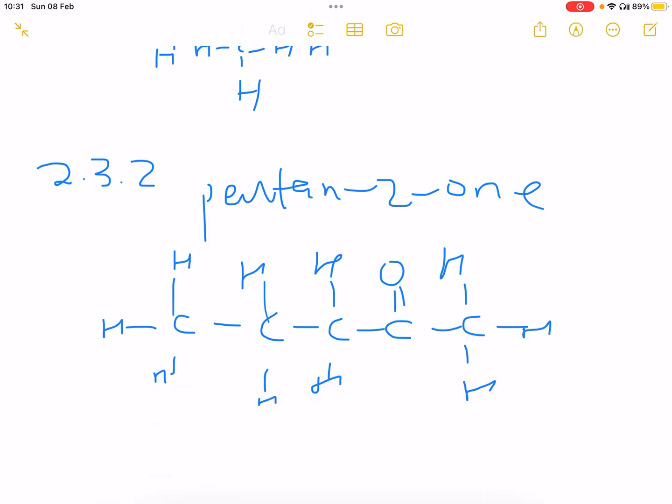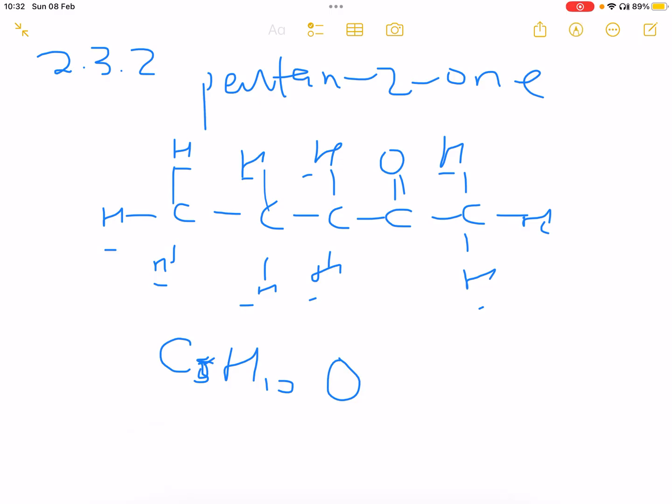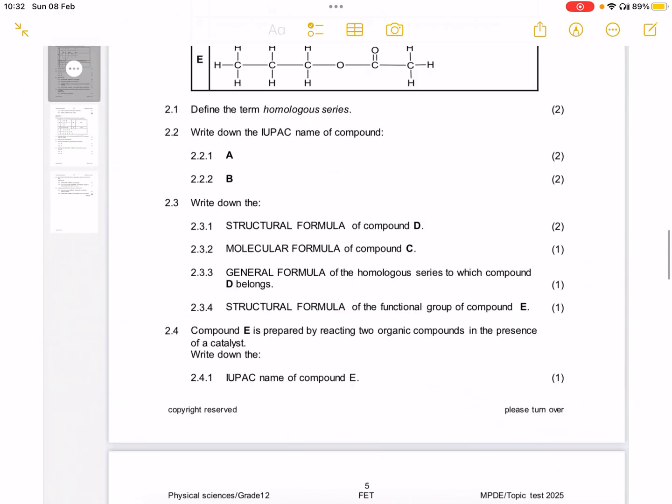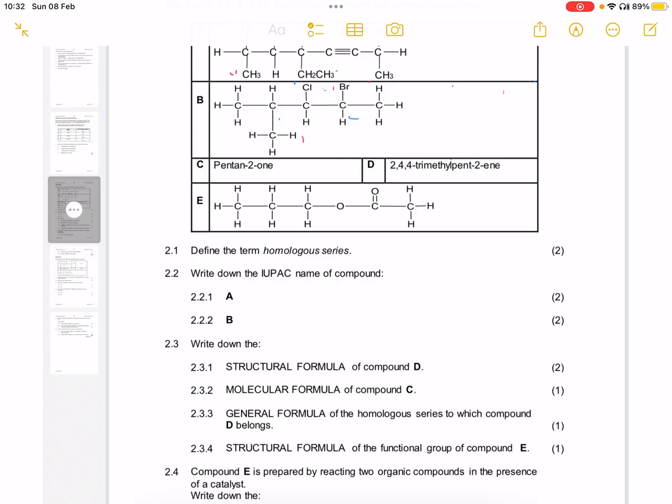How many carbons are there? That is a C5H. 1, 2, 3, 4, 5, 6, 7, 8, 9, 10. H10, C5, H10, and O. There's only one oxygen. 2.3.4, if there is any. 2.3.4, structural formula of the functional group for compound E.